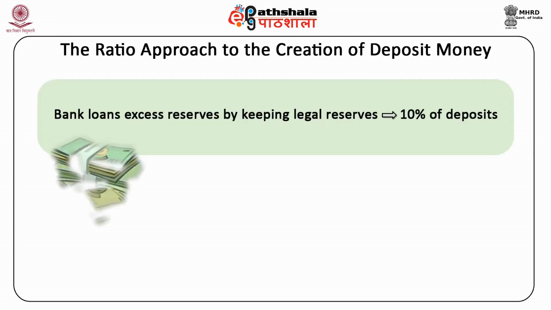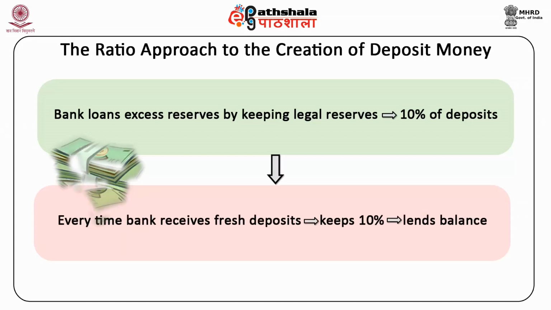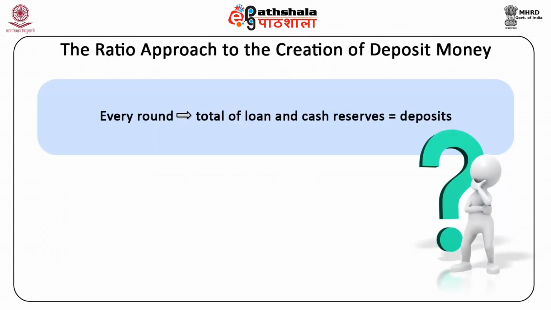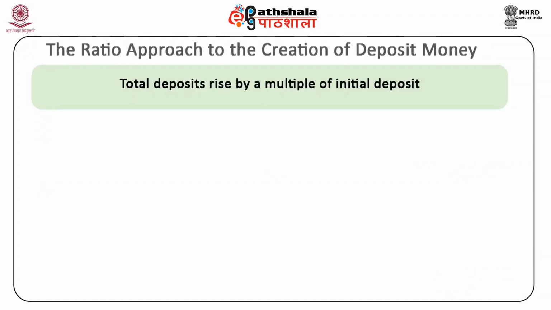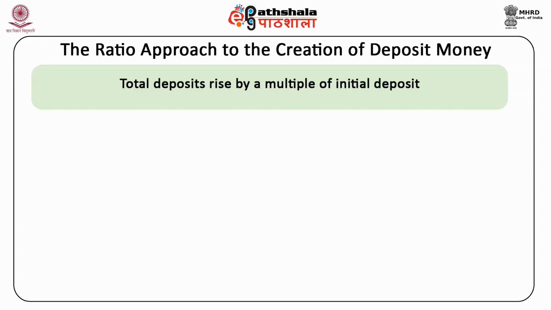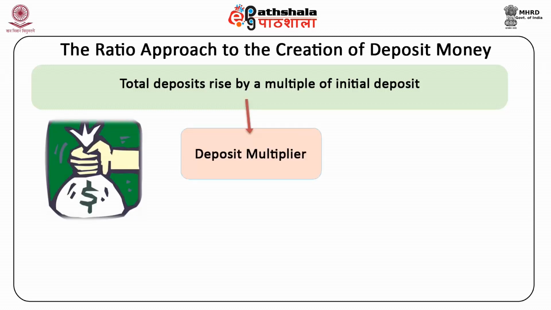In every round, the bank loans out all the excess reserves by keeping the required legal reserves, which is 10% of the deposits. Every time the bank receives fresh deposits, it keeps 10% of it and lends the balance. At every round, the total of loans and cash reserves exactly matches deposits. This process comes to an end when cash reserves reach their minimum required limit, or equal the amount of initial deposits. Total deposits rise by a multiple of the initial deposit, and that multiple is the deposit multiplier.